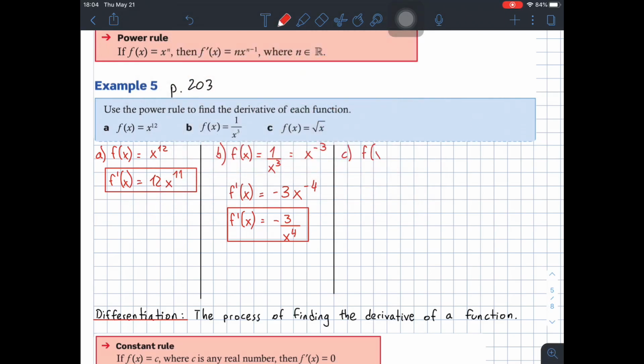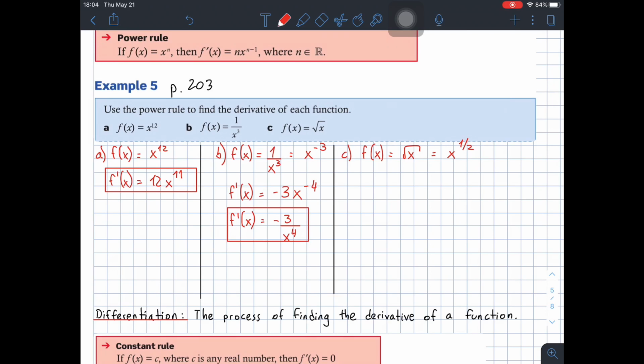Now the function is f of x equals square root of x. How can we find the gradient function for square root of x? If you remember, once again, from properties of exponents, how can we rewrite square root of x using exponents? Remember, this is the same as saying x to the power of 1/2, right? It's the exponent in the radical, in the denominator, and the exponent inside in the numerator, okay?